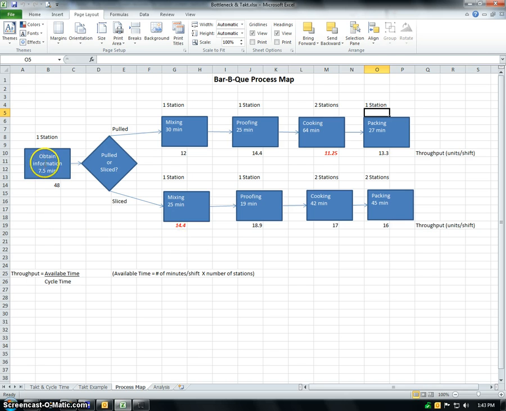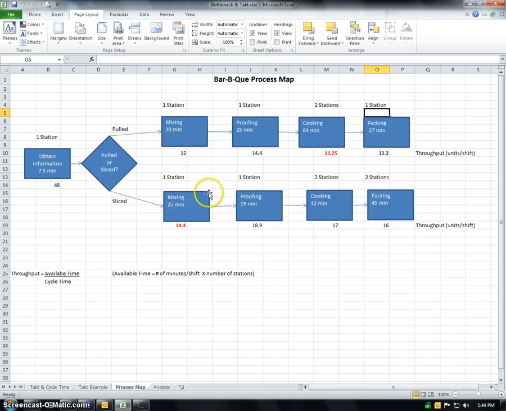Let's work through the steps. First, obtain information. So we have a step where they're obtaining information about the barbecue orders. This isn't a retail operation. This is a large processing facility. Once they get the information about the order, they have to decide, is it pulled meat or is it sliced meat? If it's pulled meat, it follows this top process. If it's sliced meat, it follows the bottom process.